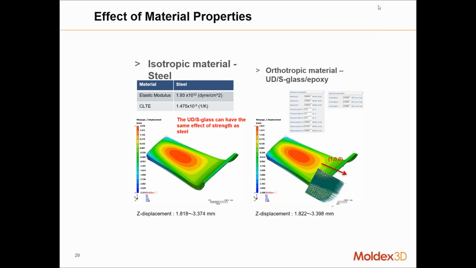So effective material properties, as you can see, using the different fibers, the orientation of fiber, the mat being laid, depending on the orientation of how we lay the fibers, we can get very similar strength between steel and a UDS glass epoxy type material, like the fiber.